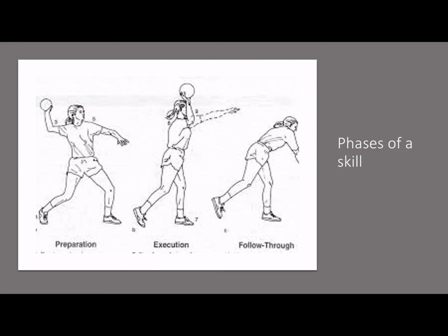The preparation phase is what we do before we carry out the skill. For example, when doing a penalty in football, we may use a run-up in our preparation so that we can generate power for the shot. We will then execute the skill, which is the main action in the skill. In some sports, this is where the main area of technique is required. In a penalty, this would be the action of making contact with the ball for the shot.